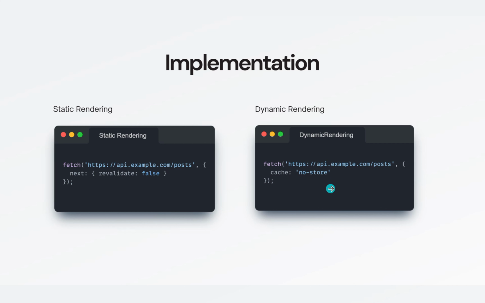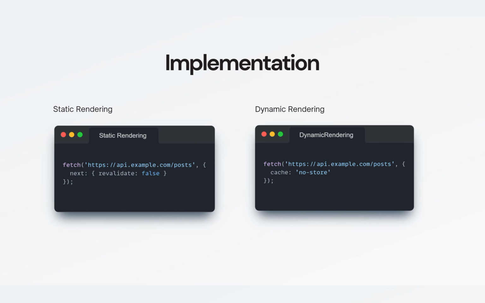The fetch call looks similar, but here we are using cache equals to no store, which means we are saying always fetch fresh data, don't cache anything. This ensures that every single request pulls the latest data from the server, making it ideal for highly dynamic content like live dashboards or user-specific data. So even though both approaches are fetching the data, the configuration you use makes all the difference in how the page is rendered and served.